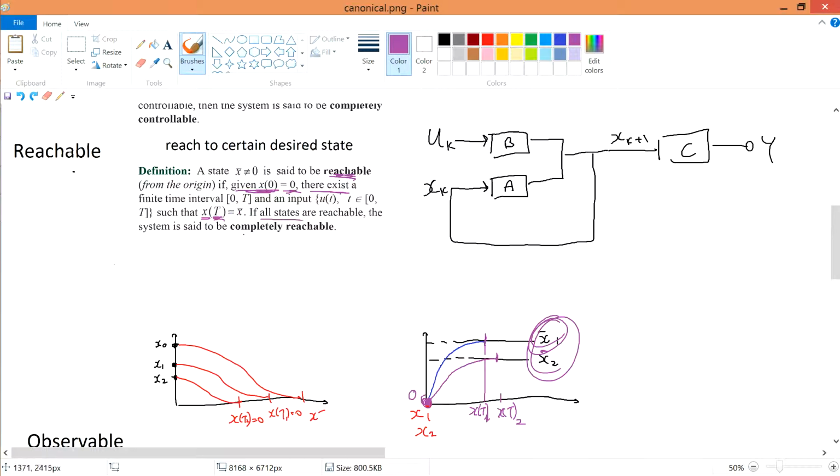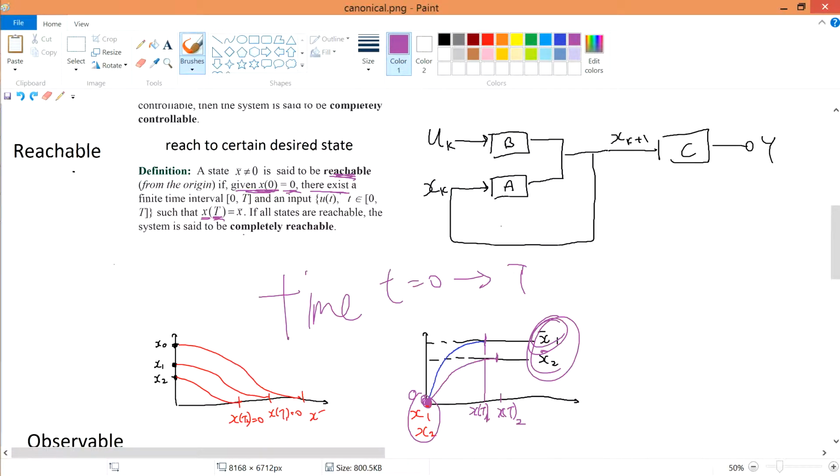So if all of these states are reachable, meaning x1, x2 reach whatever state that they want, then we can say that it's a completely reachable system. And all these are in the time domain. So far we have been talking about the time domain, from t equals 0 to whatever time t that you want, in terms of how the variables would change.